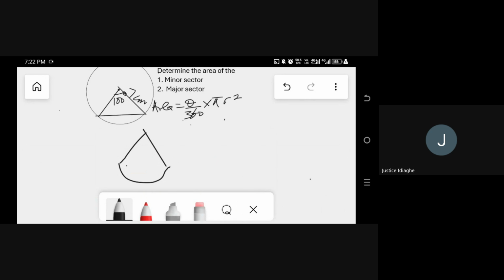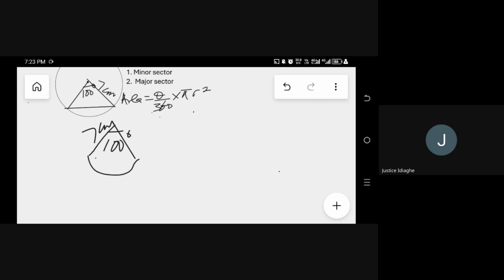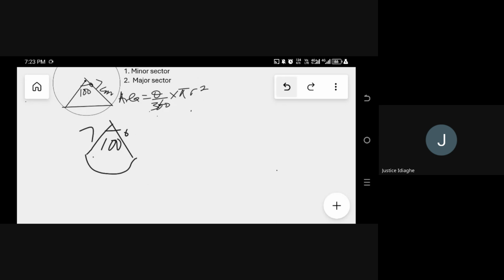This is a minor sector, where you have this as 100 degrees and you have the radius at 7 centimeters. The minor sector is bounded by an arc and two radii, for those people that are just joining today. So we've talked about this already.